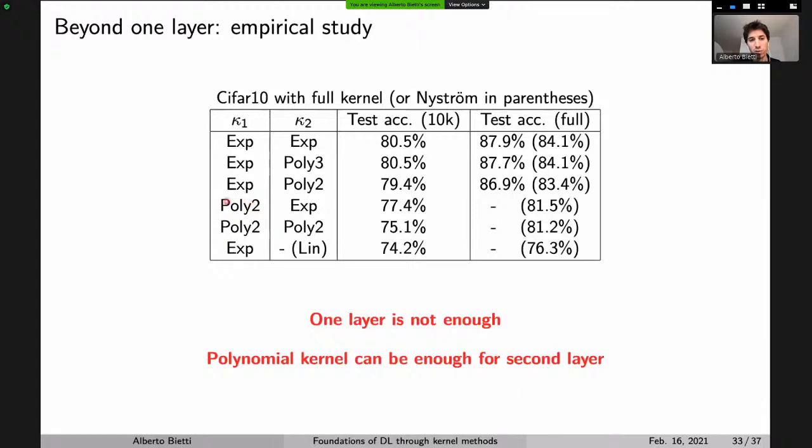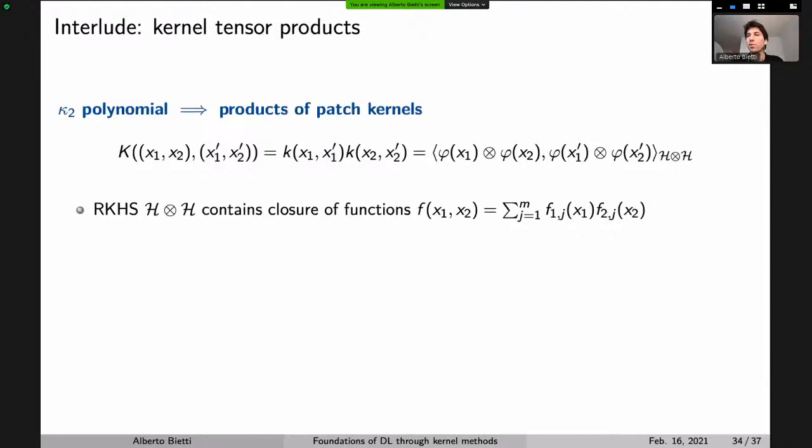In contrast, if you put a weaker kernel at the first layer, that already loses much more. So you lose like 3% here. So it seems like at the first layer, it's important to have something very rich that can capture complex functions on patches. But at the second layer, these polynomial kernels seem to be enough. And so for these simplified kernels, you can try to characterize your RKHS precisely. And you can actually do this.